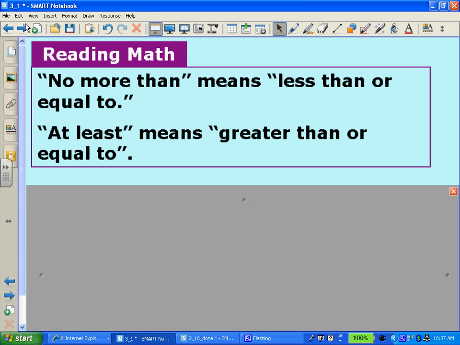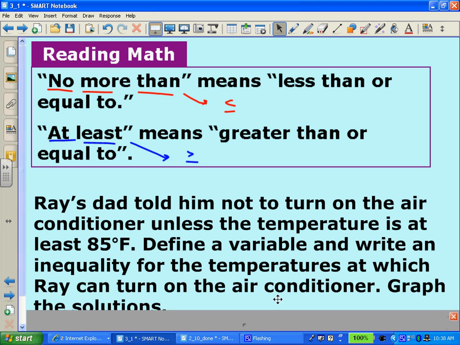Okay, then the last thing we have in this section is story problems, and just a few key phrases for you. First of all, if you see the phrase no more than, that's going to mean less than or equal to. It's going to mean this sign, less than or equal to. If you see the phrase at least, that means greater than or equal to. Now there's obviously other phrases, but these are kind of the 2 most common ones. So if you see those, you know right away which sign you're going to use.